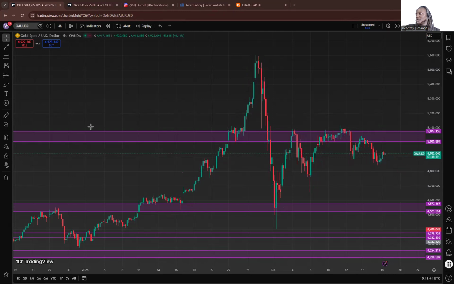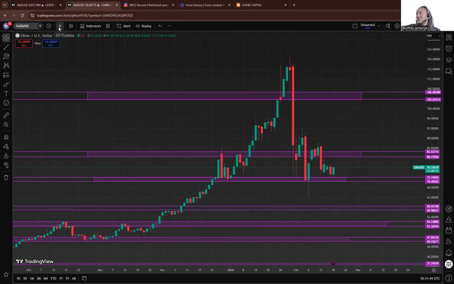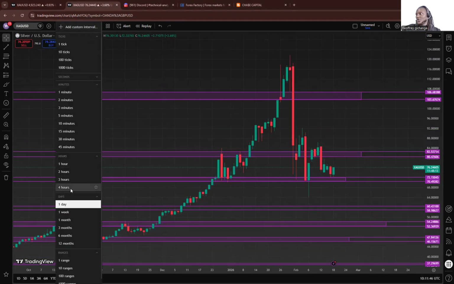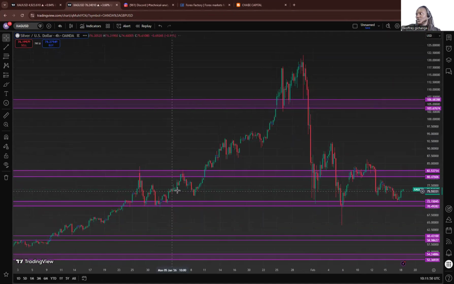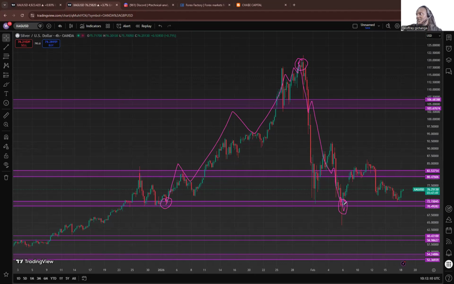Then for silver, this is what we have. Now again, for silver, you can see this is on the daily, and my zone corresponds with the daily and the 4-hour time frame. So for this one, silver price tapped into this demand level at 72.50.45 and 70.49282. So this demand again was the origin of the major rally all the way to the all-time highs at 120, and price dropping back to this demand.